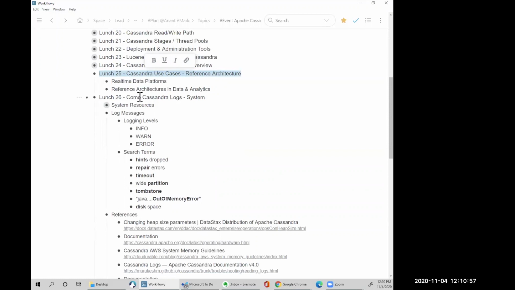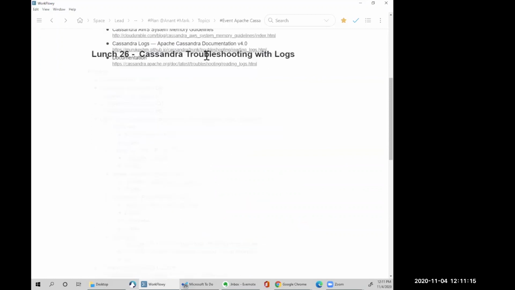Today's session is troubleshooting, standard troubleshooting logs. And there's different logs in Cassandra, so I'm not going to list them out here.